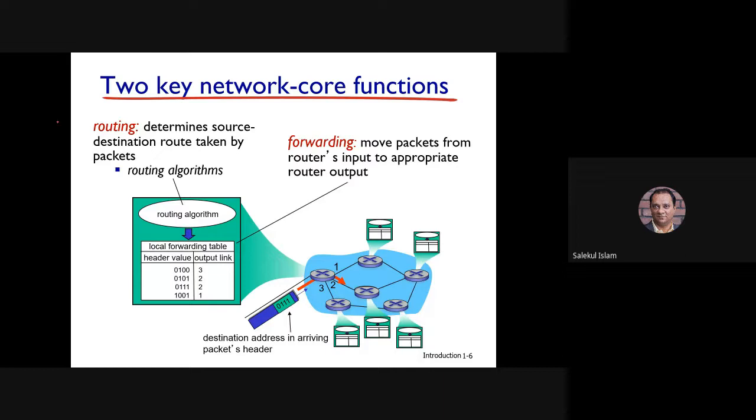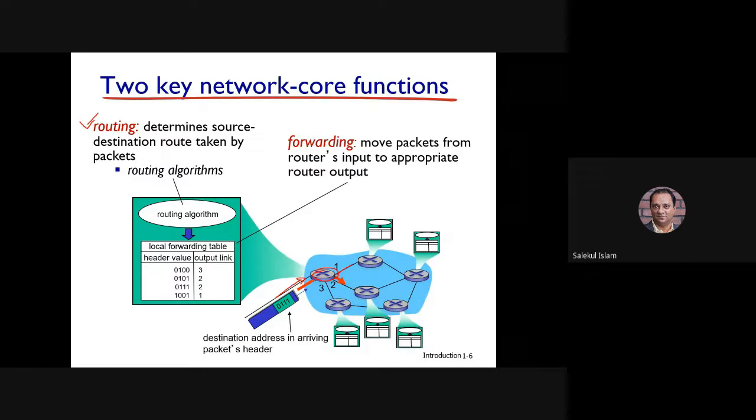The first function is routing. Routing is determining the path. Say, for example, if you look at the diagram here, this router is receiving packets from this direction. So this router will take a decision on which link to use. How many links are here? In total there are 4 links, right, if you consider this incoming link also.